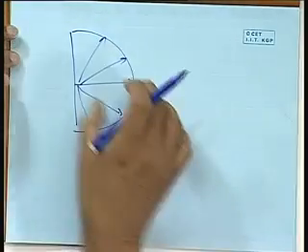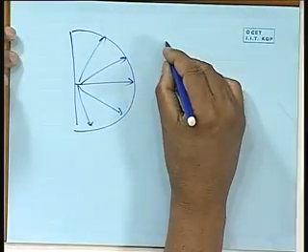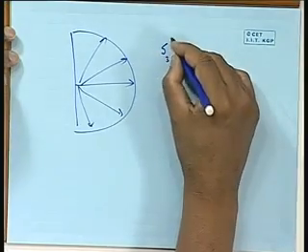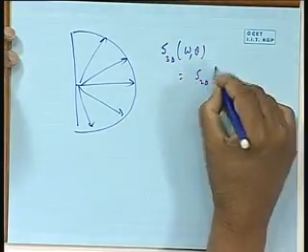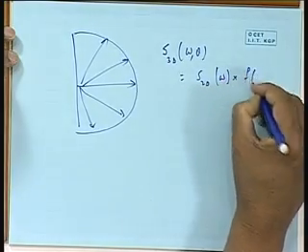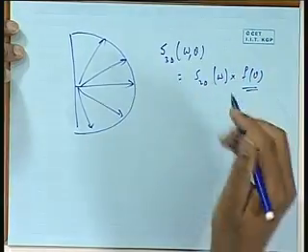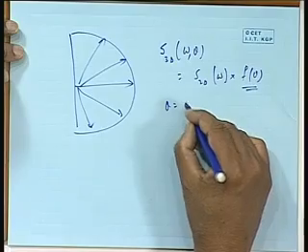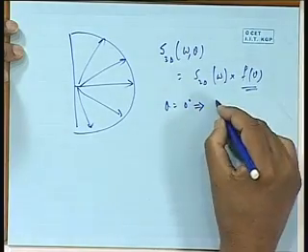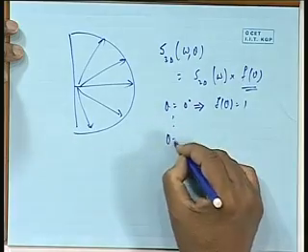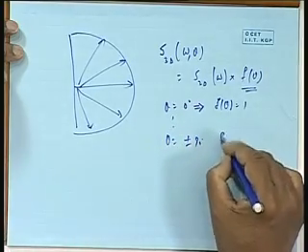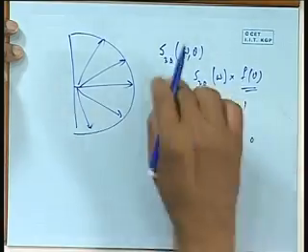Waves are coming from all sides, and for each side I have a spectrum. So S3D of omega and theta is given by S2D of omega into f of theta. f of theta is a known function. Therefore, when theta equals, for example, 0 degrees, f of theta becomes 1. Similarly, when theta becomes plus or minus 90 degrees, f of theta becomes equal to 0, and in between it varies.